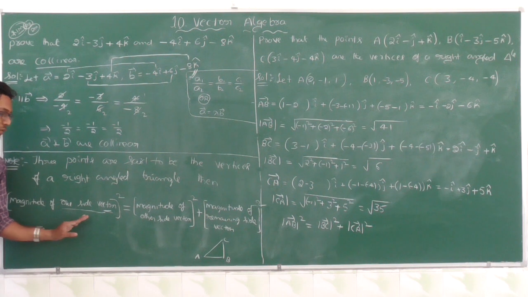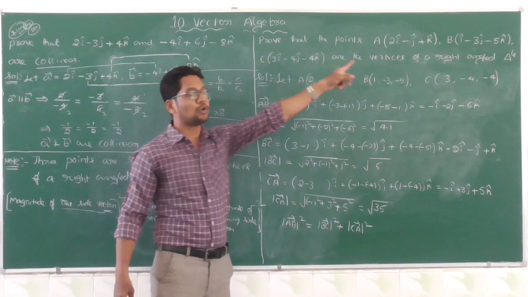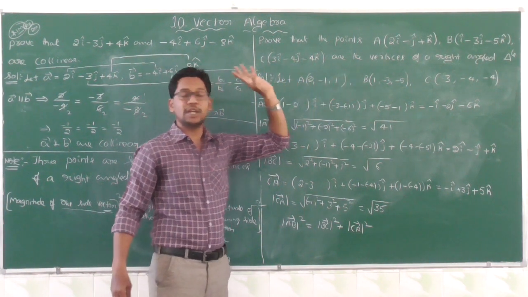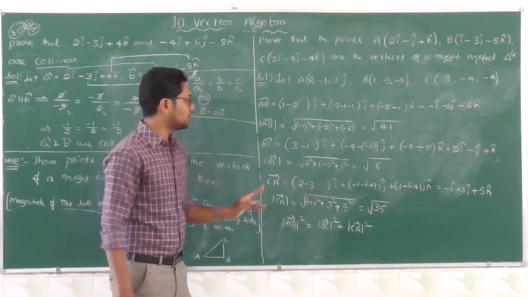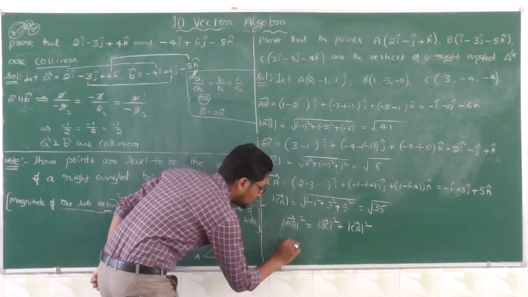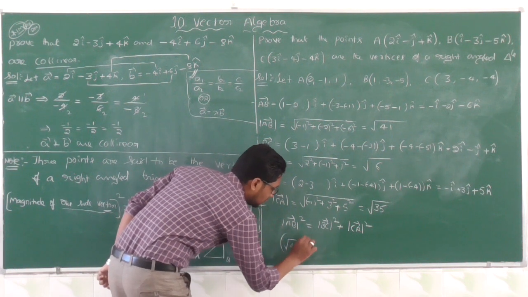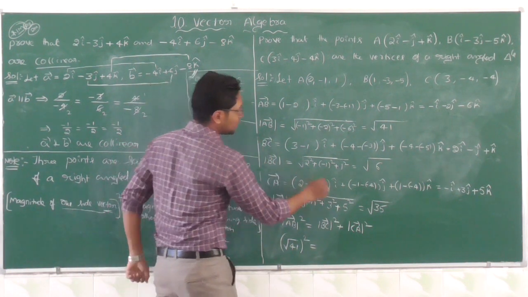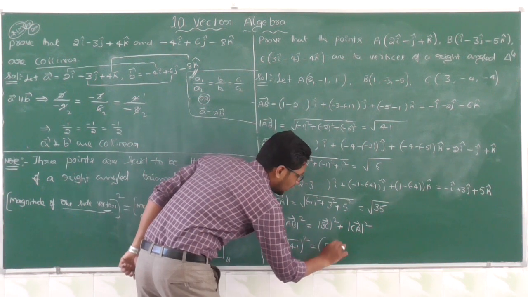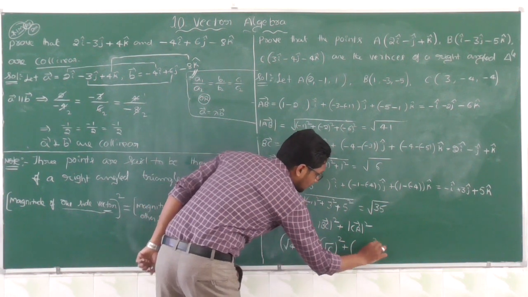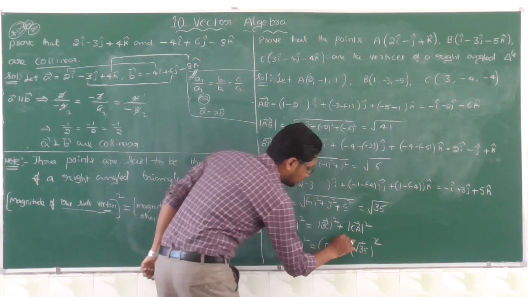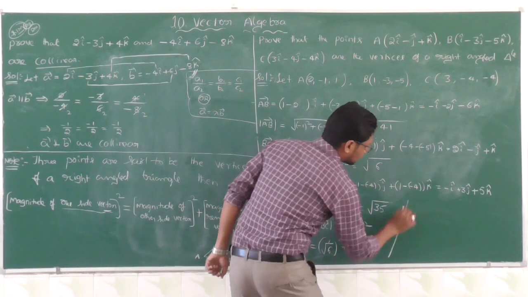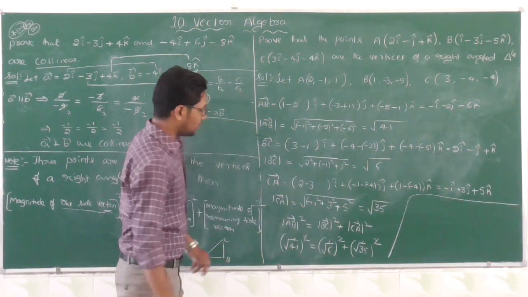Whatever we have to verify, this condition is satisfied. We can say that the points form a right angle triangle. Okay. Now you just substitute: magnitude of AB vector, square root of 41 whole square, equals magnitude of BC vector, square root of 6 whole square, plus next magnitude of CA, square root of 35 whole square. So the square root will get cancelled. Next, the square root will get cancelled.